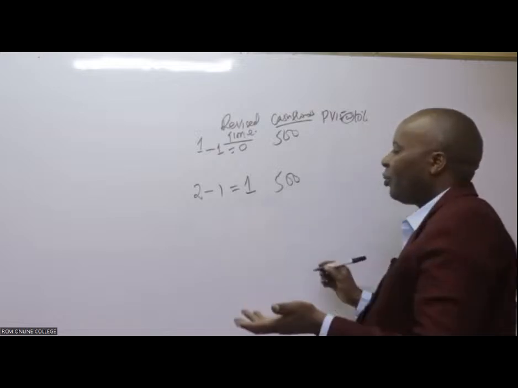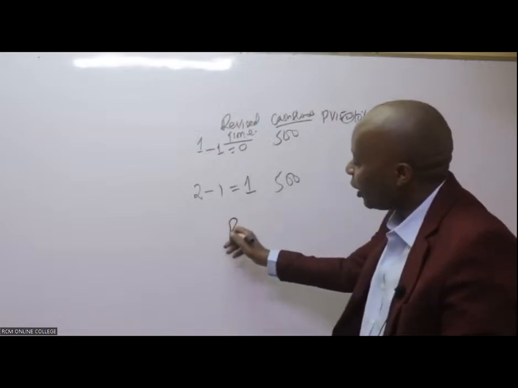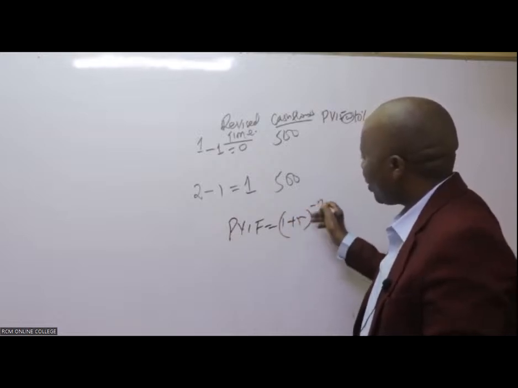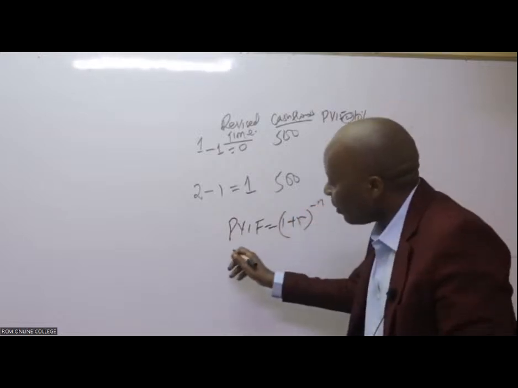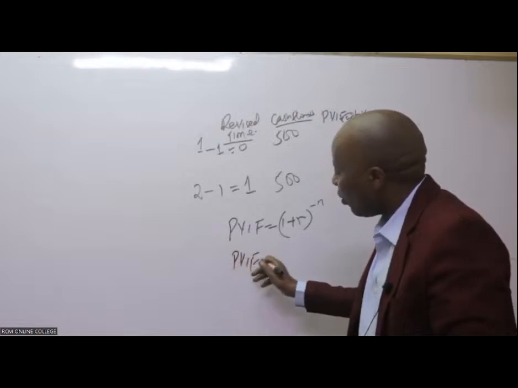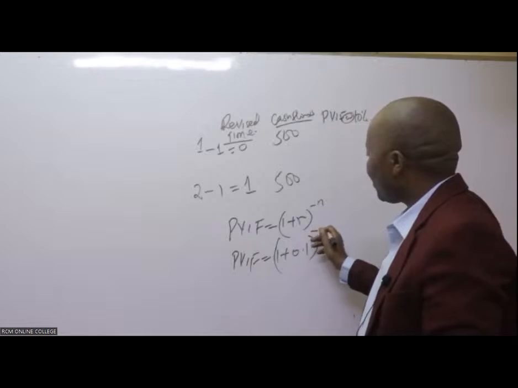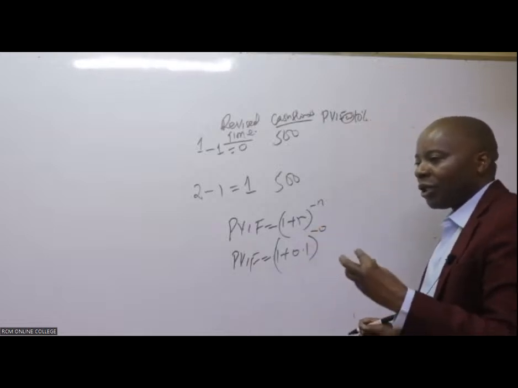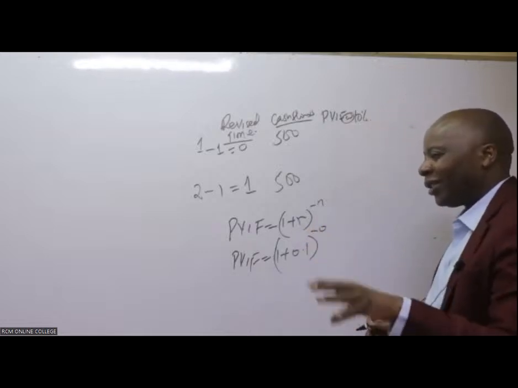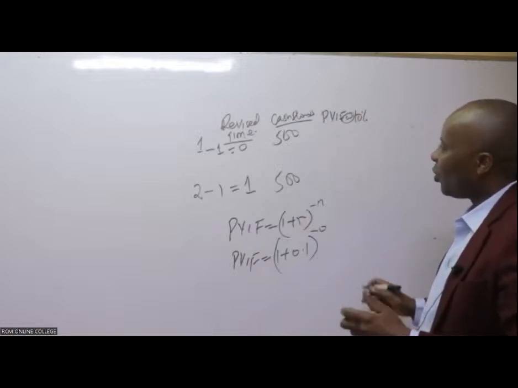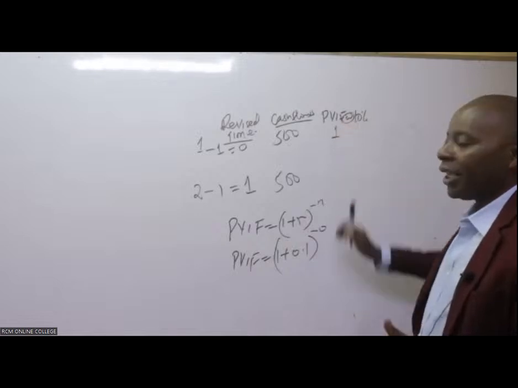You can even use the formula. We know the PVF formula is (1 plus r) raised to negative n. So PVF here will be 1 plus 0.1 raised to negative 0. Could you kindly not write anything? Just give me this answer. 1 plus 0.1 raised to negative 0 gives me what figure? Somebody there gives me 1.